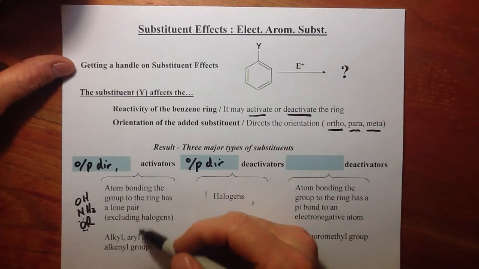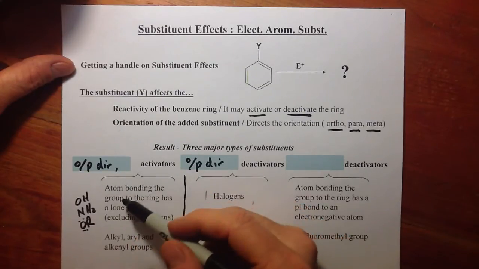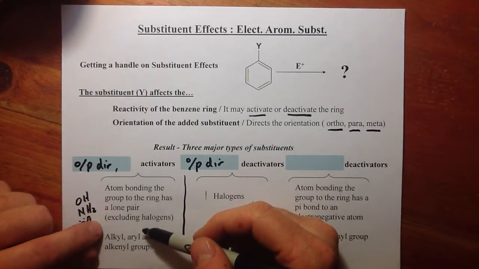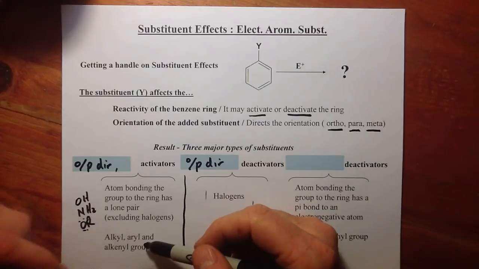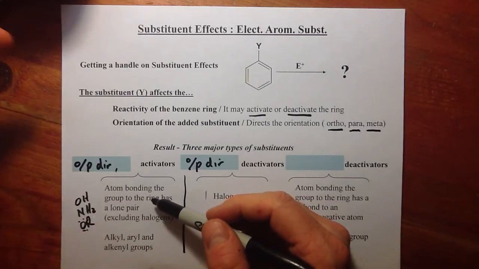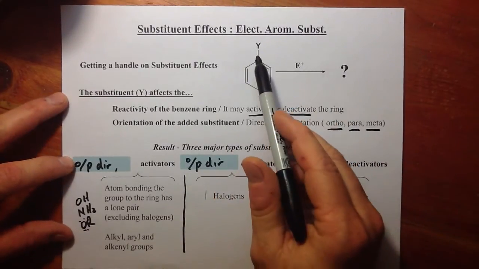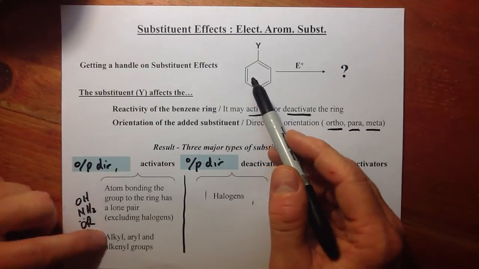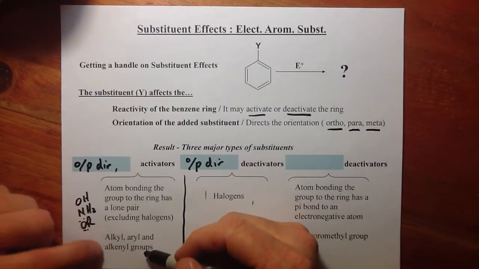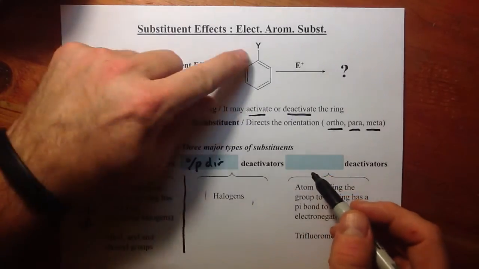But let's go ahead and finish this category. We have the ortho-para directing activators. The best are the ones that have atoms bonding the group to the ring that have a lone pair. And the second type of ortho-para directing activator that's not as strongly activating is having alkyl, aryl, and alkenyl groups off the benzene ring. Alkyl groups, aryl, of course, other benzene rings, or alkenyl groups, a double bond and an alkene off of the benzene ring.